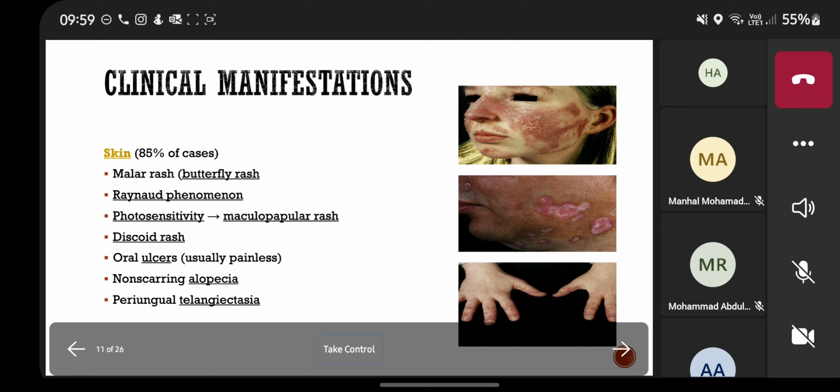The discoid rash is several sharply defined, partially confluent erythematous annular lesions, and the center of the lesions appears atrophic. Follicular bulging, a hyperkeratotic follicle appearing as a white spot within the lesion, and a hyperpigmented border can also be seen in the discoid rash. Also oral ulcers, non-scarring alopecia, and periungual telangiectasia.